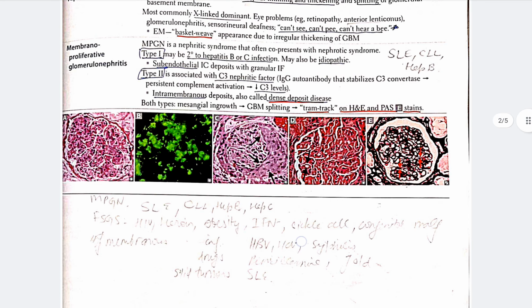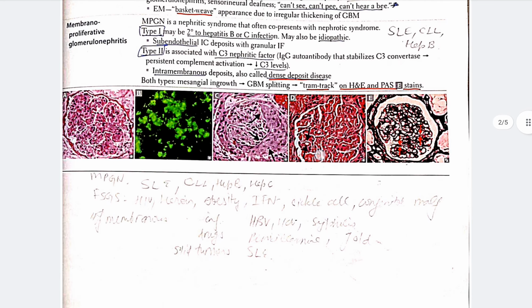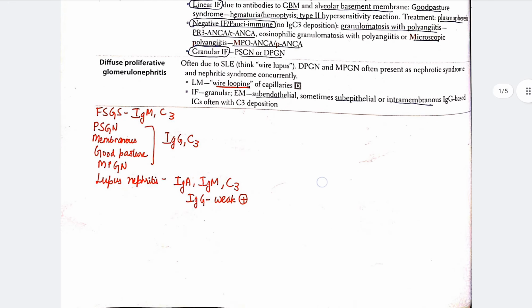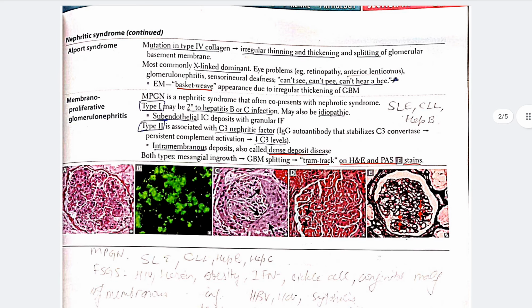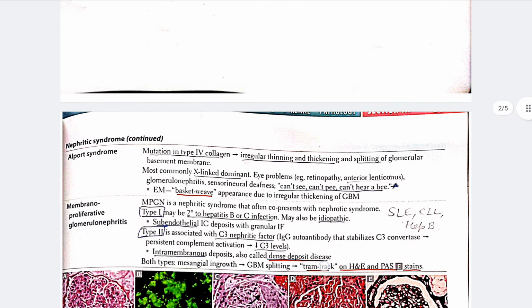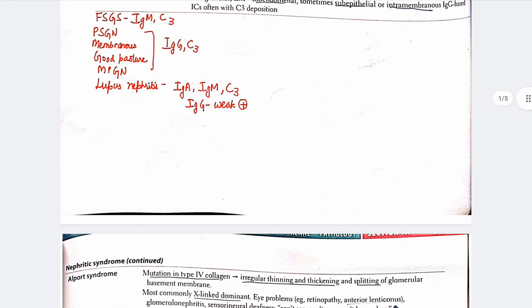Now let's see the images. This is the image showing the crescent. Then this image is of wire looping of the capillaries, present in the diffuse proliferative. This we will discuss afterwards.